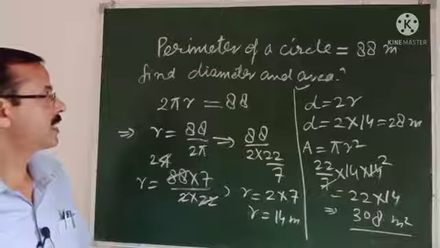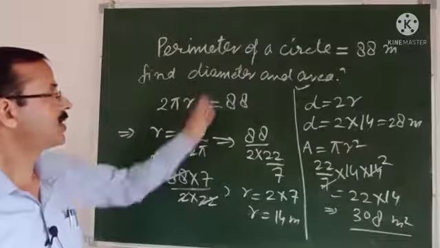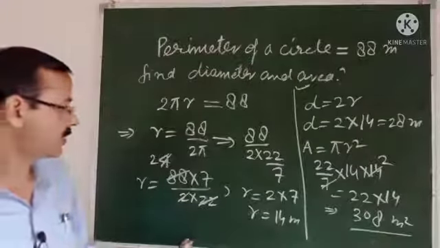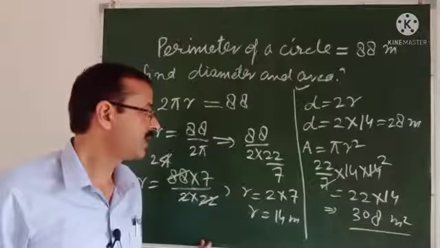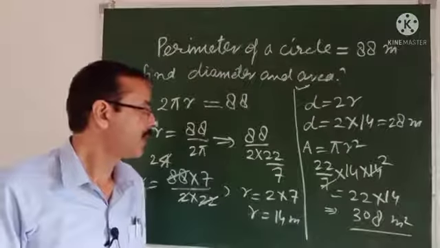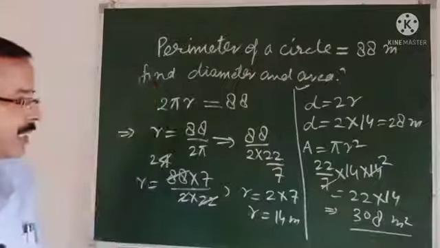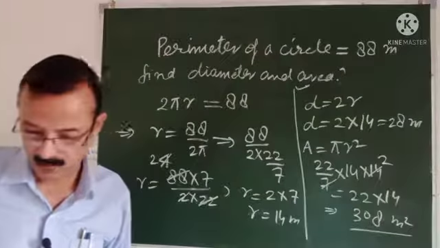So it was very easy, very simple. By using the given information I did this question to find the diameter and the area. Area came 308 meter square. Let's see one more question.